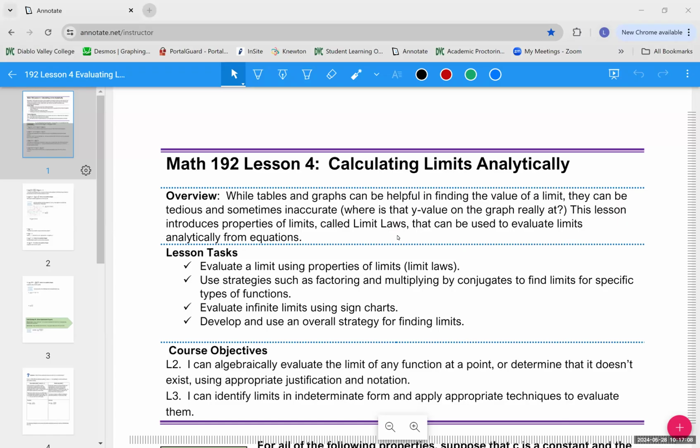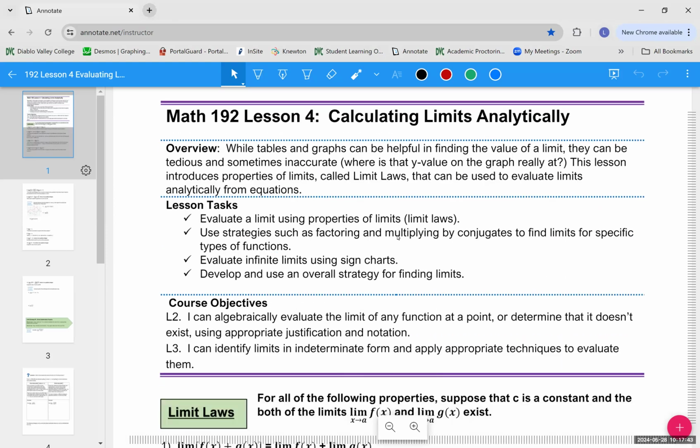So we're going to start lesson 4, where we're going to start looking at calculating limits analytically, which means instead of using tables and graphs, which are helpful, especially graphs, they can sometimes be inaccurate, like you can't exactly tell where a y value is, and tables can be really tedious. So we're going to actually introduce these things called limit laws in this lesson, and that will allow us to look at equations and evaluate limits from looking at equations. So that is the overview of what this lesson is going to do.